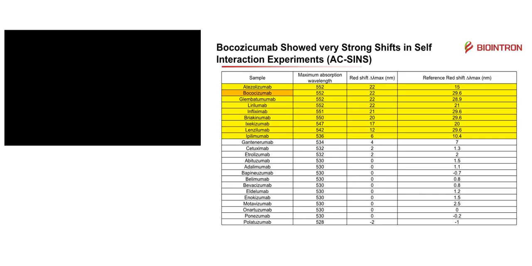And this one was the AC-SINS experiment. That's showing you if you have a very large redshift, that means you have a very strong tendency to self-aggregate. So again, bococizumab was quite high in this list. Actually, it was second or tied first in our setting. Again, very strong tendency to self-aggregate.